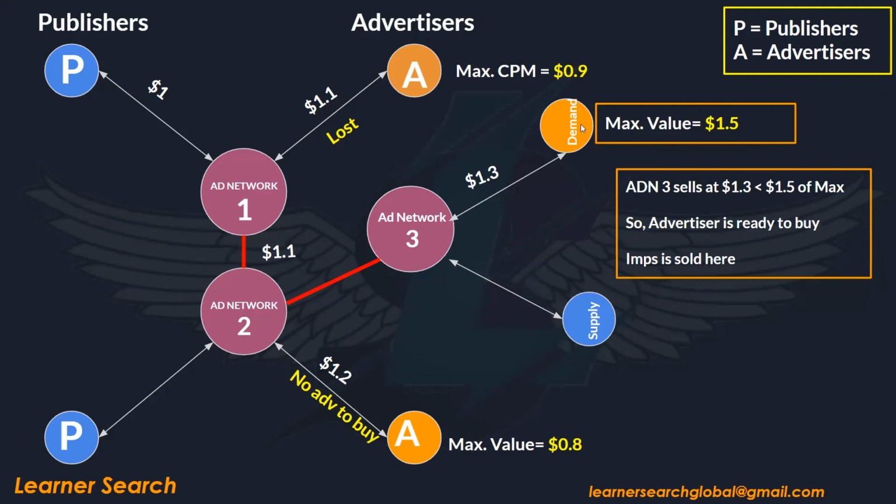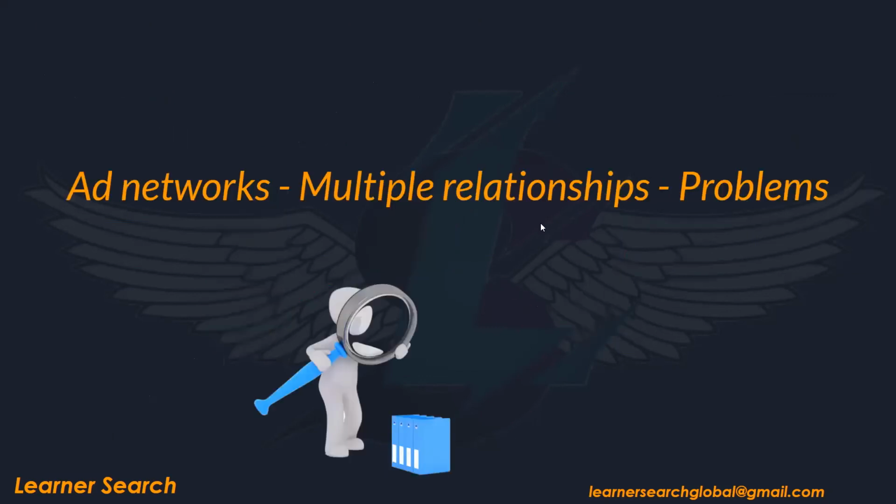On the other end, the demand side of ad network 3, the maximum value is 1.5. It is more than whatever the supply CPM that ad network 3 is willing to sell. Ad network 3 is willing to sell at 1.3, and the demand side has 1.5. So definitely the advertiser is ready to buy, and the impression gets sold. Nothing complex here. So finally the impression is sold here.